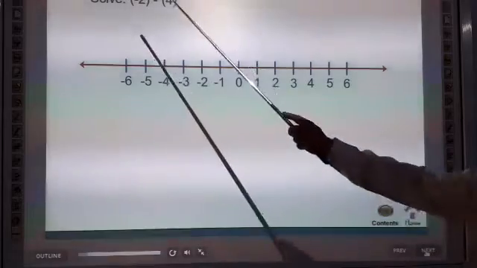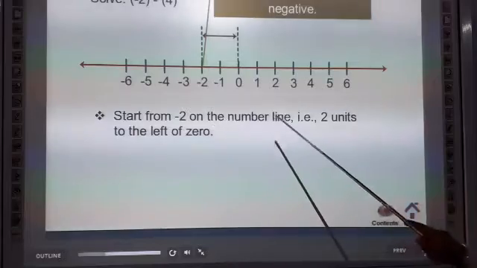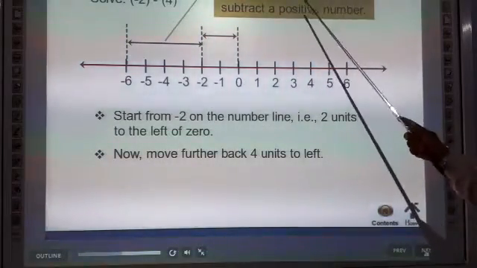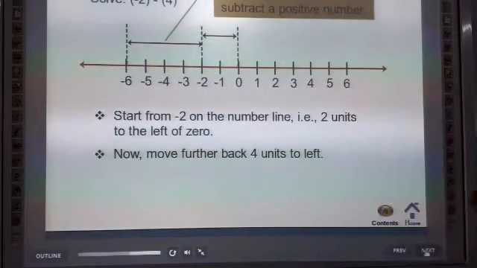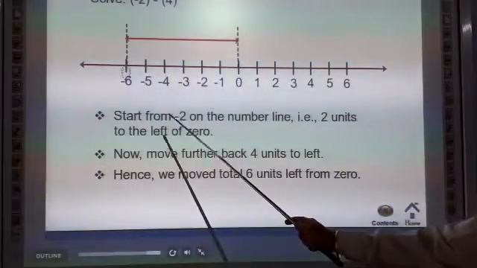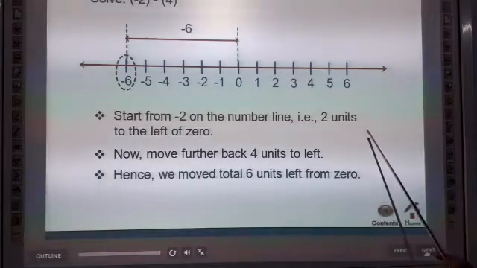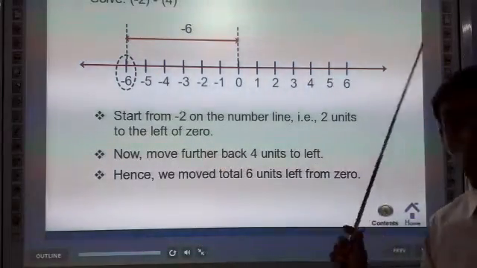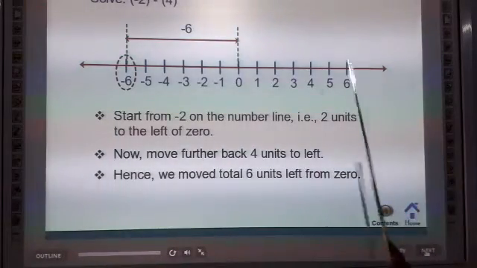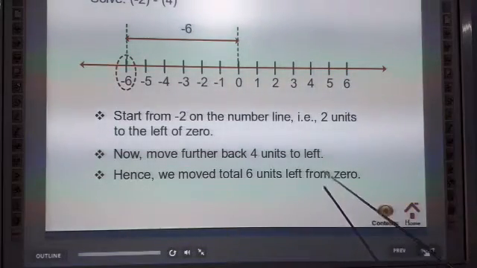Next is minus 2 minus 4. Show the number line. We start with a negative number. We move to the left because we have to subtract a positive number. Show the diagram. Start from minus 2 on the number line, that is 2 units to the left of 0. Next, now move further back 4 units to the left, and last, hence we moved a total of 6 units left from 0.